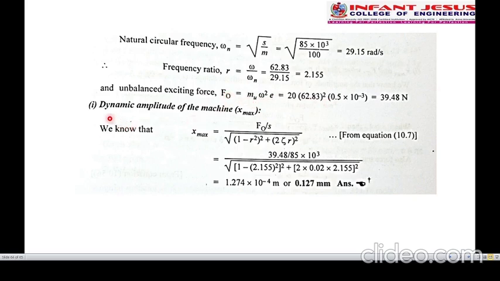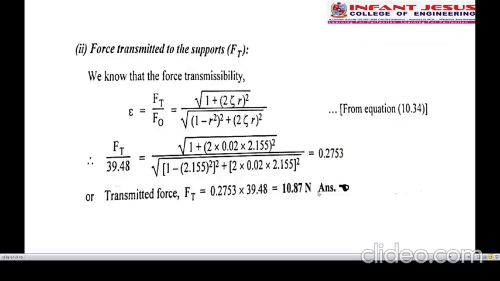So first you have to find the dynamic amplitude of the machine. The formula is x max equal to (F naught by s) by root of ((1 minus r square) the whole square plus (2 zeta r) the whole square). F naught we have calculated, s we know, r we know, and zeta also we know. So simplify all the values and find the answer. So x max, that is the maximum amplitude, or we can say the displacement, is 0.127 mm.